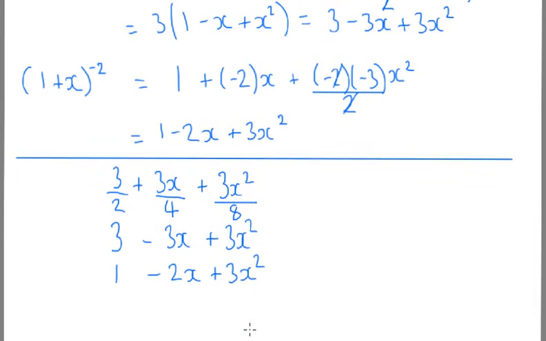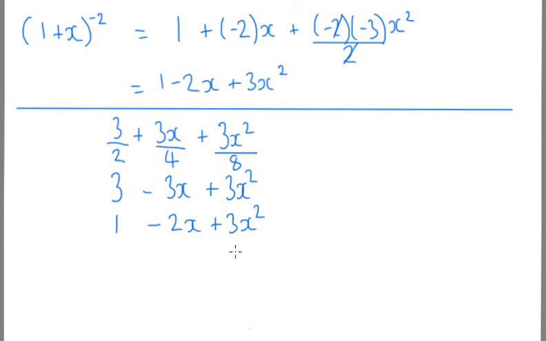So if we add all that together, what have we got? Well, if I grab my calculator, it'll just be a bit quicker. We've got 3 over 2 plus 4 is 11 over 2. We've got 3 quarters minus 5 is minus 17 over 4x, and I've got 3 eighths plus 6 is 51 over 8x squared.